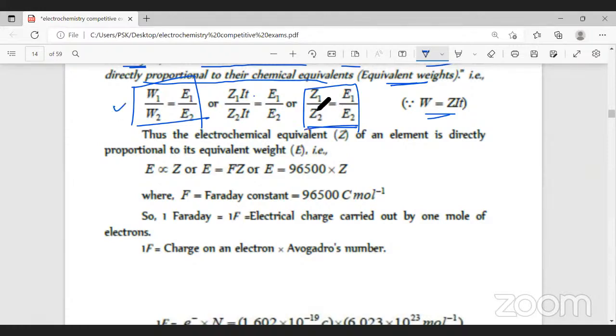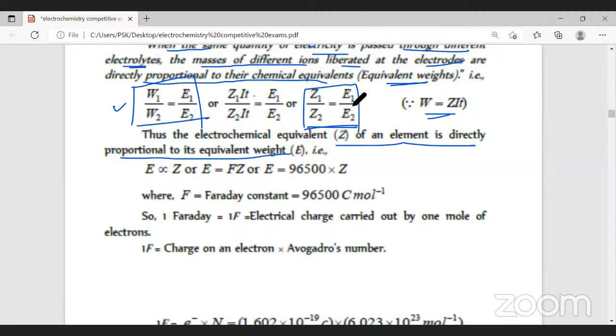But you should remember, the electrochemical equivalent of one metal divided by the electrochemical equivalent of the other metal will also be equivalent to their equivalent mass. Thus, the electrochemical equivalent Z of an element is directly proportional to its equivalent weight. Z1 is directly proportional to E1, Z2 is directly proportional to E2. So this is the formula.